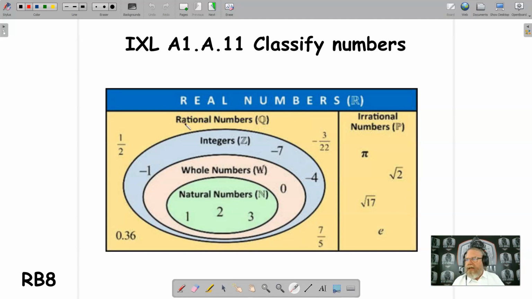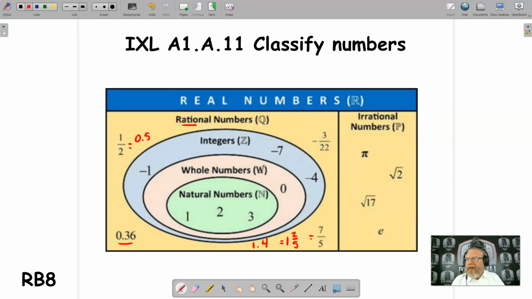Then as we continue out, we get to rational numbers. These are numbers that would form decimals if we were to simplify them in some way. For instance, 1/2 would simplify to 0.5, so that would be a decimal number. We see 0.36 here, that's a decimal number. 7/5 would simplify as a mixed number, 1 2/5. If we make that a decimal number, that would be 1.4, right? So that's a decimal number. -3/22: if we divided 3 by 22, we would get a decimal number there as well.